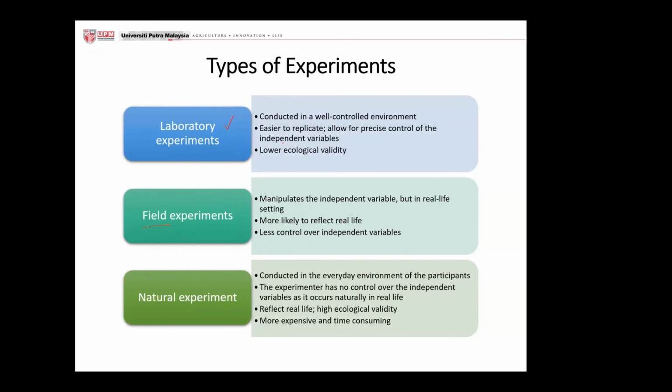But at the very basic level, you can look at the title actually. A laboratory experiment is obviously something that is done in the lab, whereas a field experiment is something that you do outside, in the field. You can still manipulate the independent variable, but it is in a real-life setting. Whereas for a natural experiment, you actually have no control whatsoever over the independent variables.